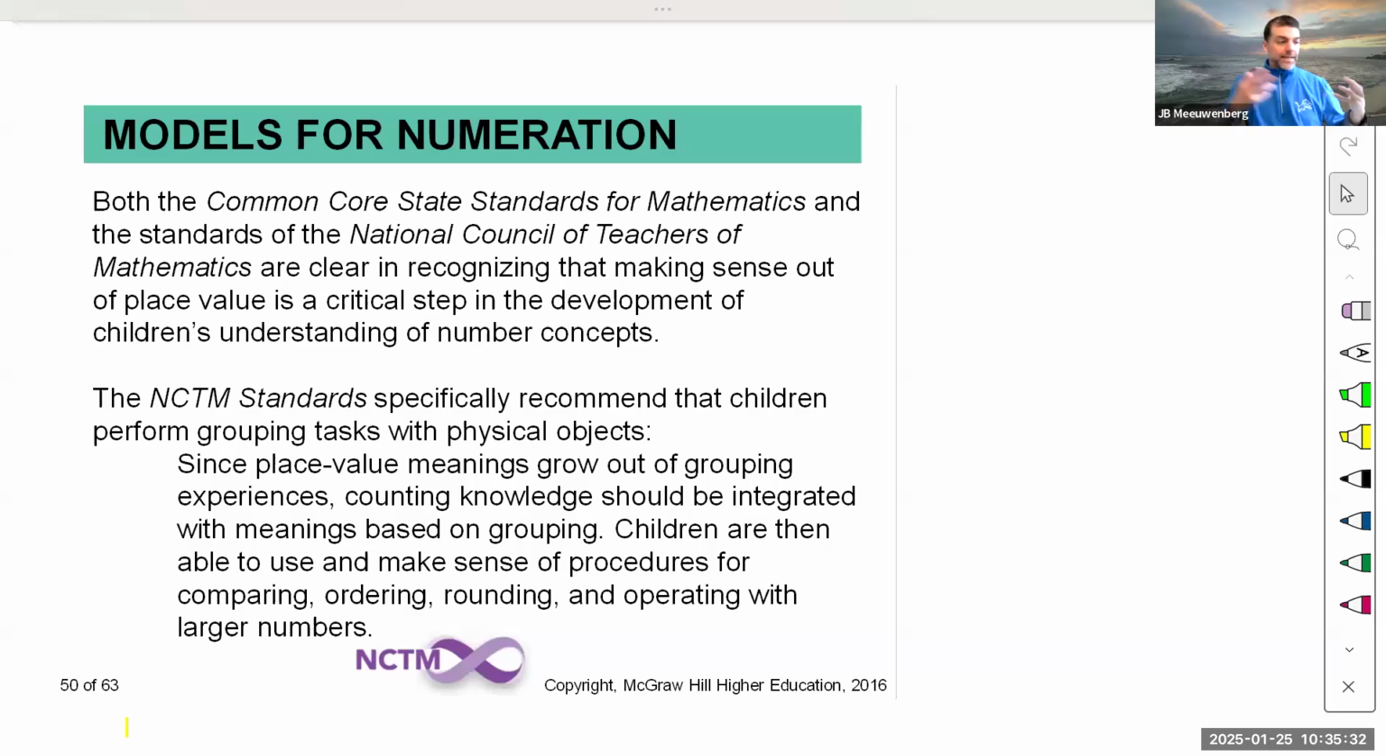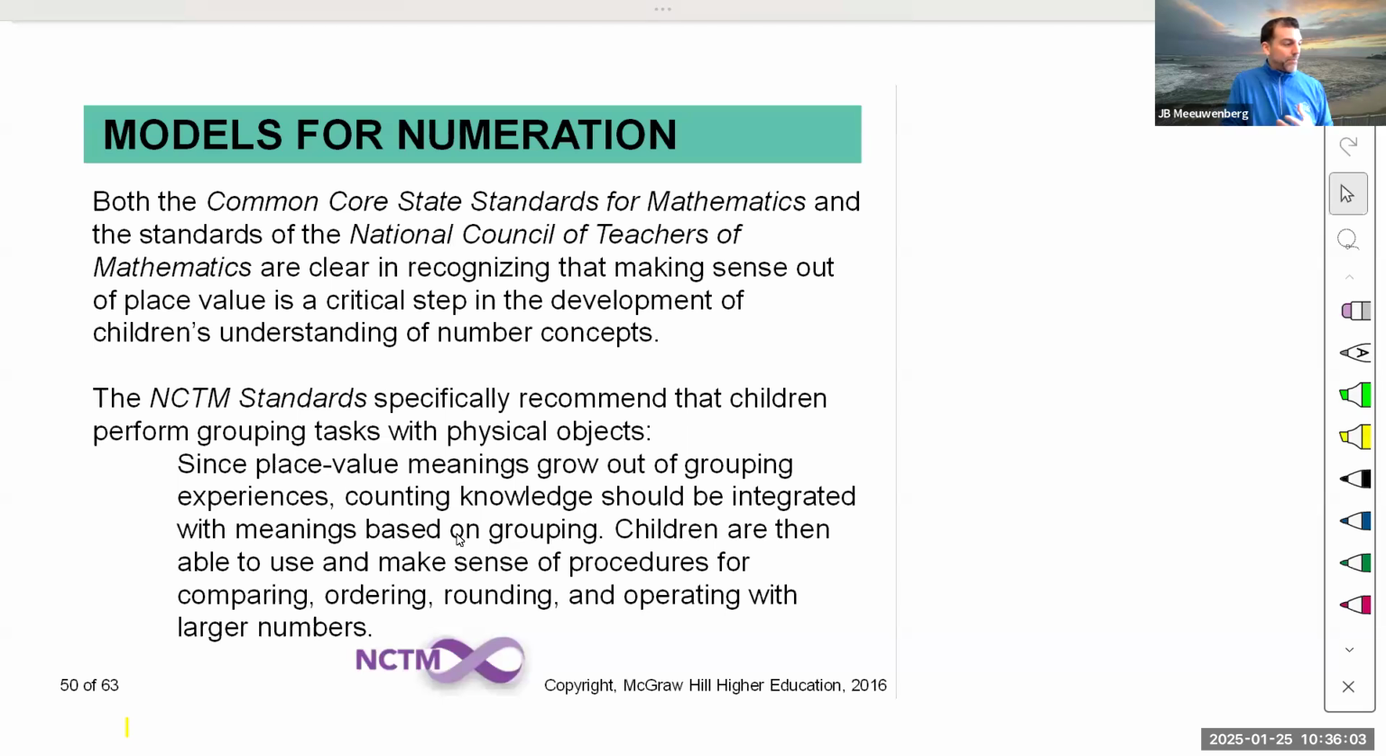As you can see here, Common Core and the National Council of Teachers of Mathematics both say number sense is so important, and you need to have place value understanding to develop that number sense, right? Children must gain a really clear understanding of place value. If they don't, things are going to be a real struggle moving forward.